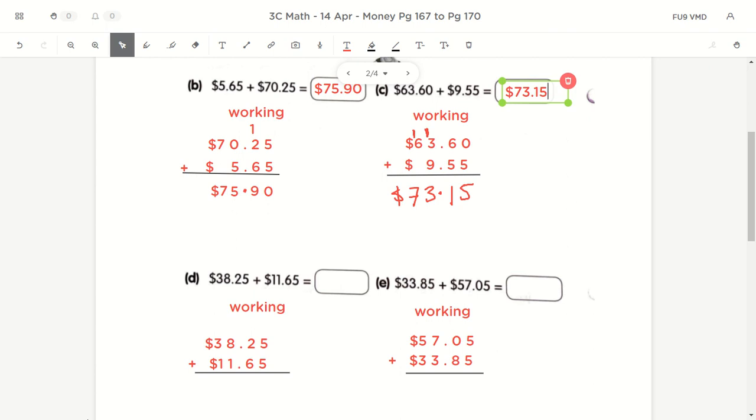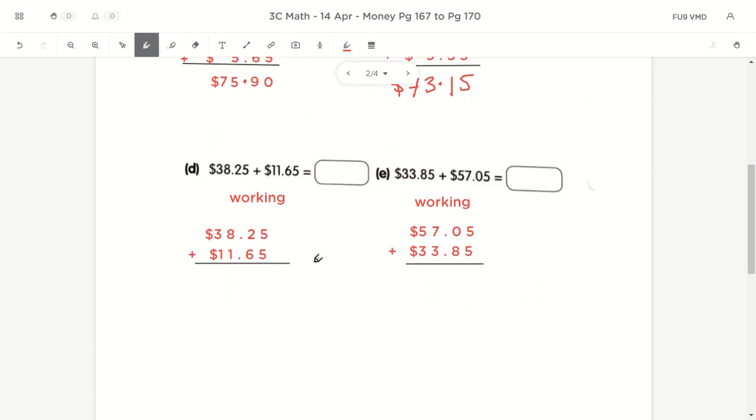Alright, next one. 5, 5 will be 10, sorry, so the 1 will be here. Regrouping. 1, 2 is 3. 3 plus 6 is 9. The decimal point. 8, 1 is 9. 3, 1 is 4. So $49.90.